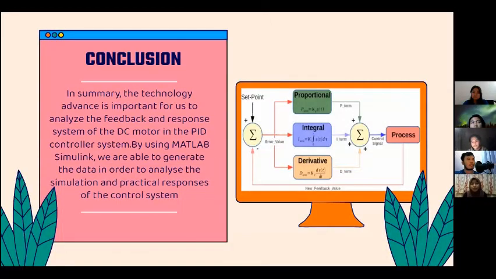In summary, technology advancement is important for us to analyze the feedback and response of the DC motor in a PID controller system. By using MATLAB Simulink, we are able to generate the data to analyze the simulation and practical response of the control system.